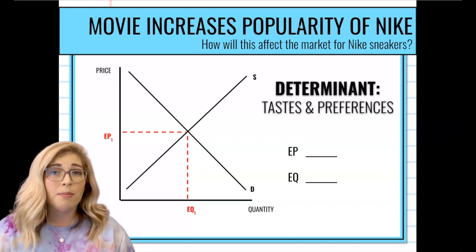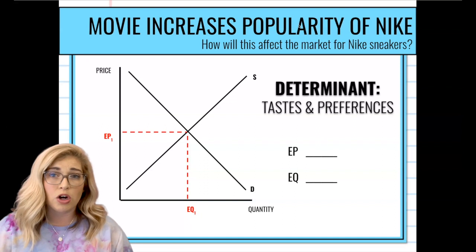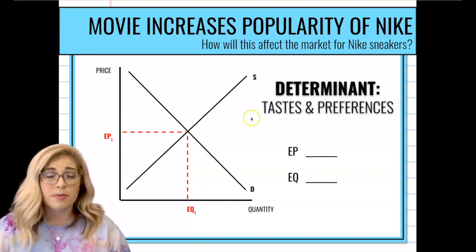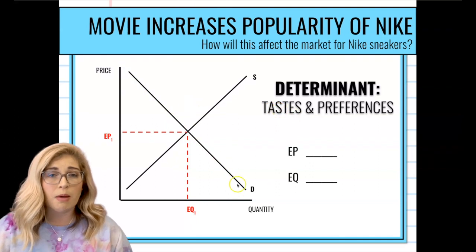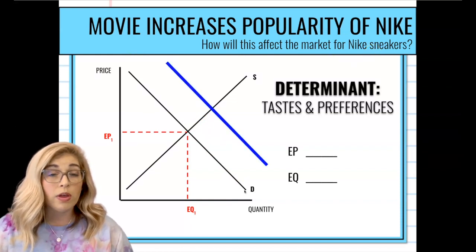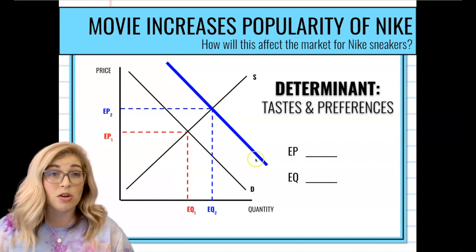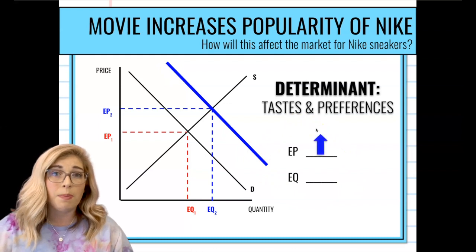With that, we're only going to focus on the demand curve, because remember, tastes and preferences affect the demand for a product. If a movie increases the popularity of Nikes, that's probably going to increase the demand for Nikes as well. So we take our demand curve and shift it to the right. With that, we get a new point of equilibrium. Looking at our price and quantity, if you remember, whatever this line does, all of this is going to follow with it. So we're going to have an increase in both price and quantity to get back to equilibrium.